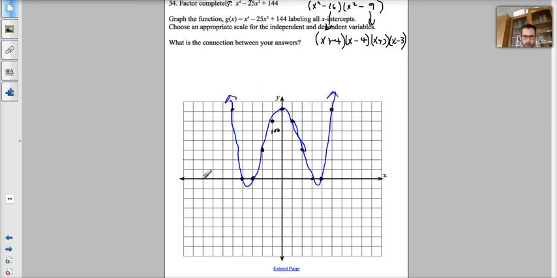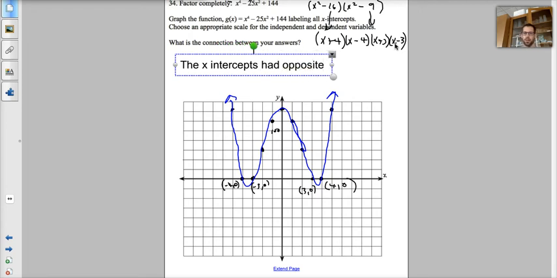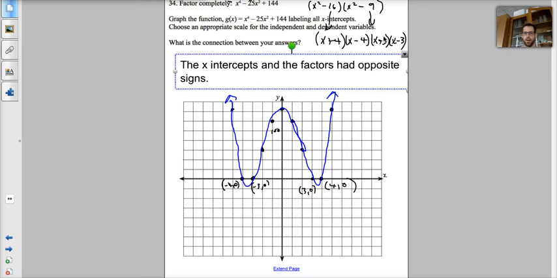So I need to label all of these things here. So my zeros here are (-4, 0), (-3, 0), (3, 0), and (4, 0). All right, my scale was counting by 20s. I think I indicated that just fine. And the connection between your answers: I know that the factors, or maybe the solutions, or maybe the x-intercepts, I could even say, had opposite signs, right? So we had factors at x plus 4, we had an x-intercept at x minus 4, and so on and so forth, like we've learned.